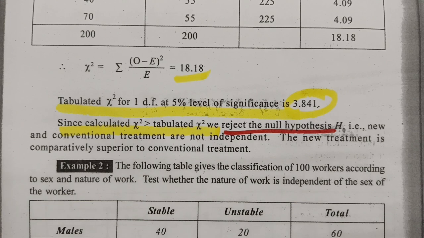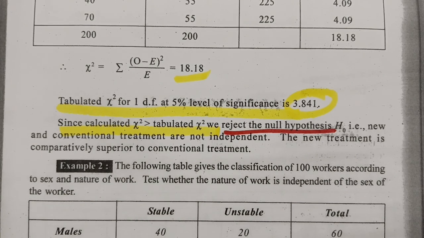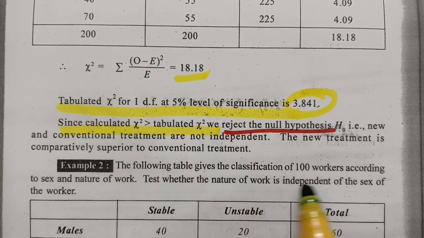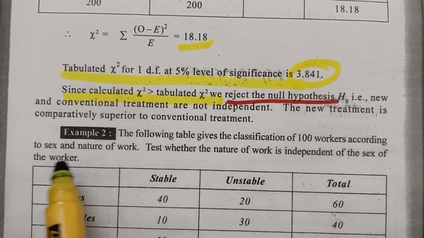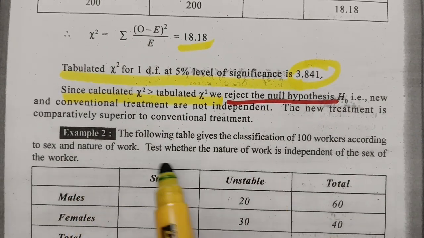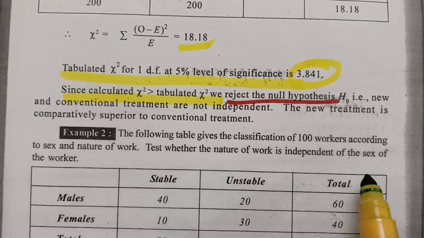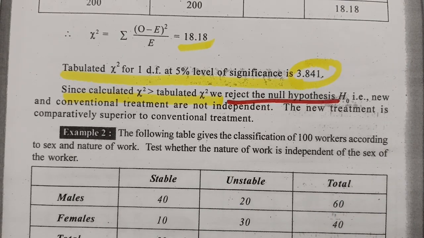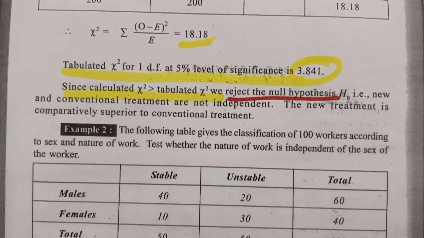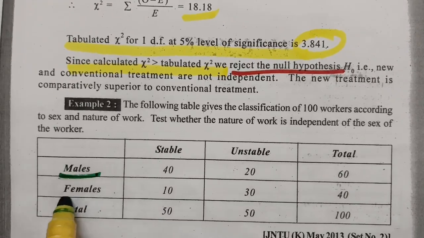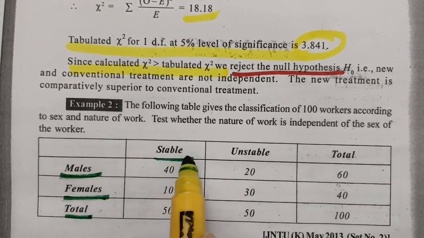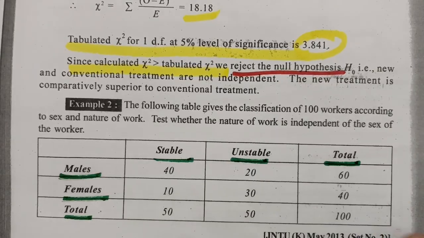And here is a second question. The following table gives the classifications of 100 workers according to the sex and the nature of work. Test whether the nature of the work is independent of the sex of the workers. The first one is males. See here, this is female and this is the grand total. Stable, unstable. This is the total here.